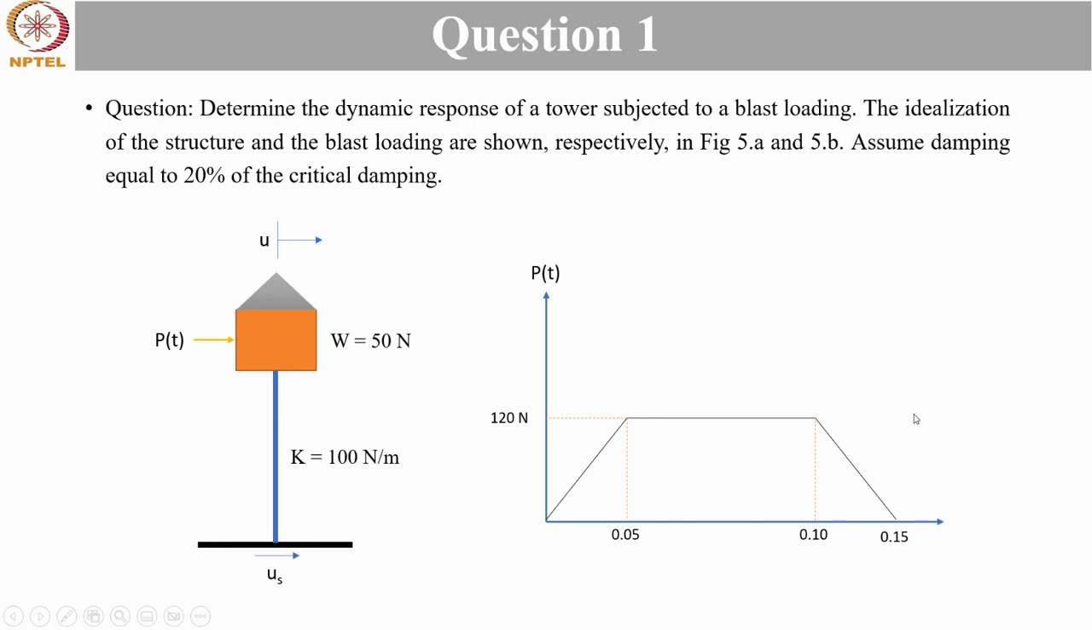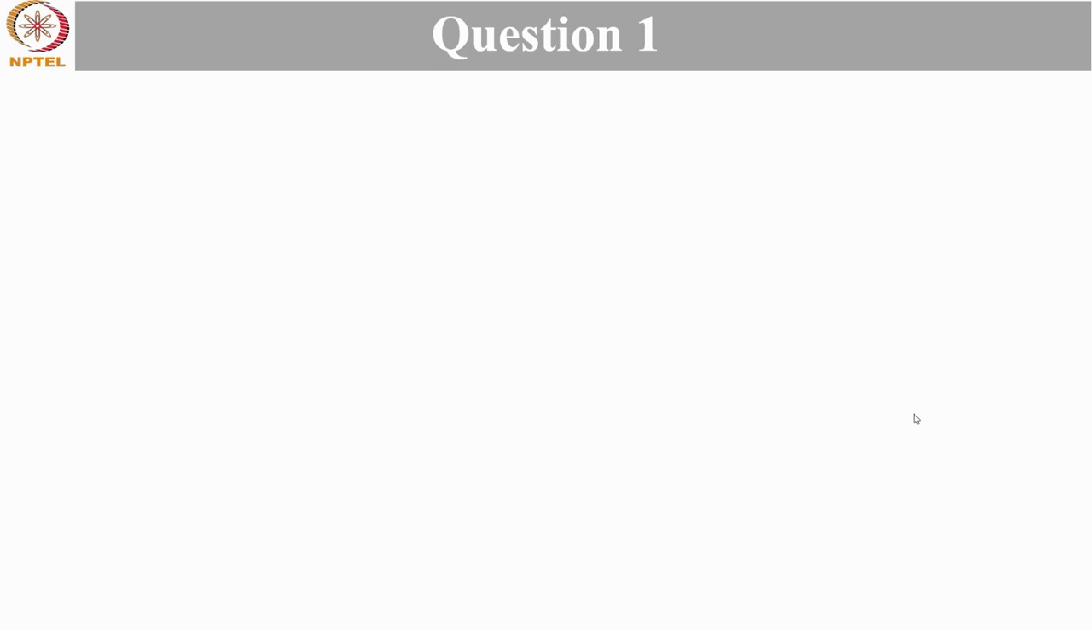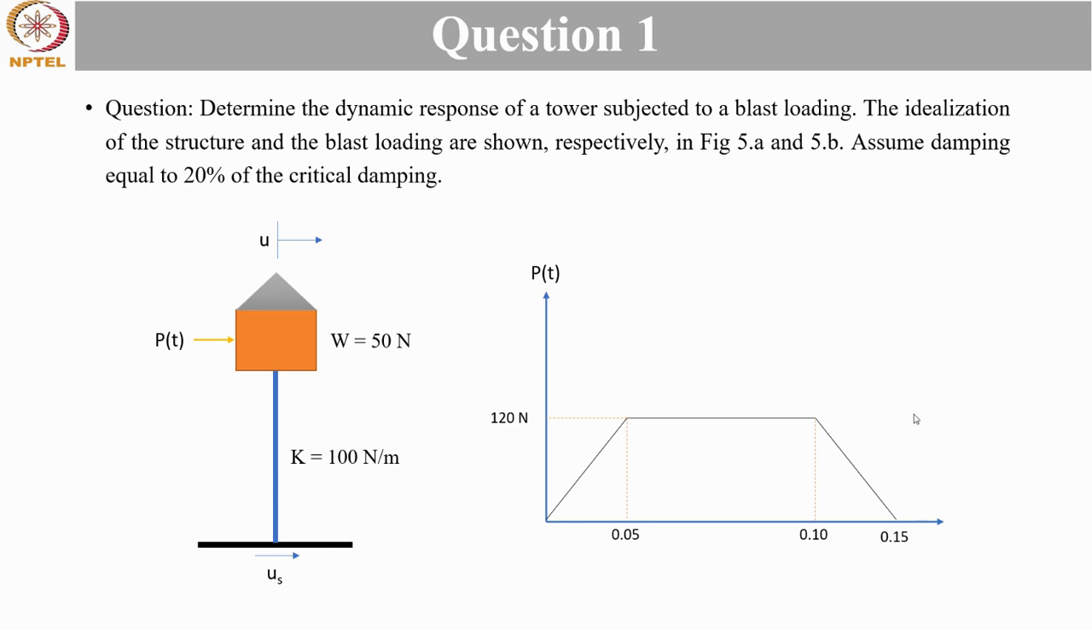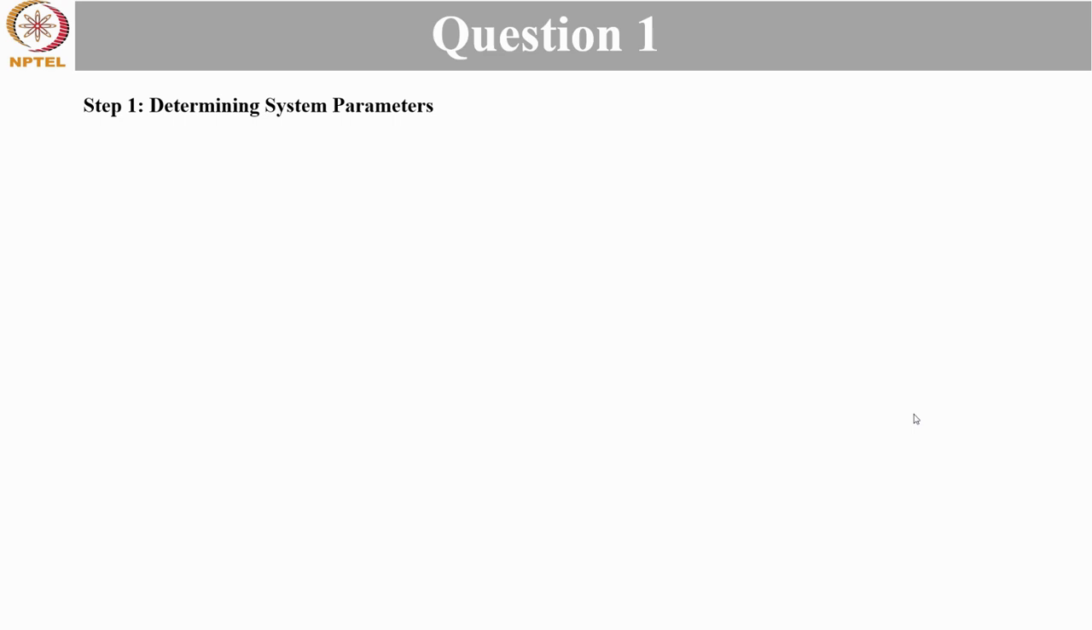Okay, so let's see the solution now. What we have in the question: we know the structure whose weight is given and stiffness is given, and the blast loading applied on the structure. And we know that the damping is equal to 20% of the critical damping. So let's first determine the system parameters.